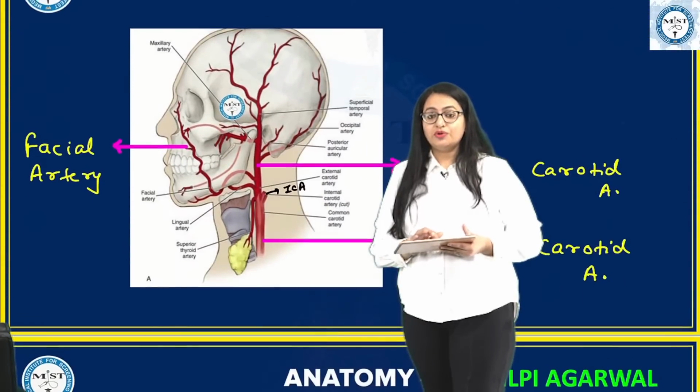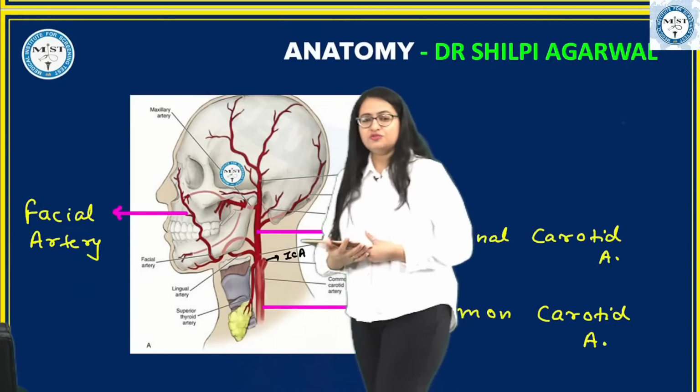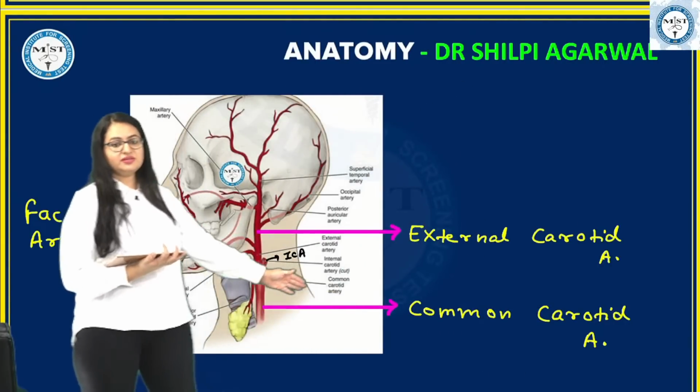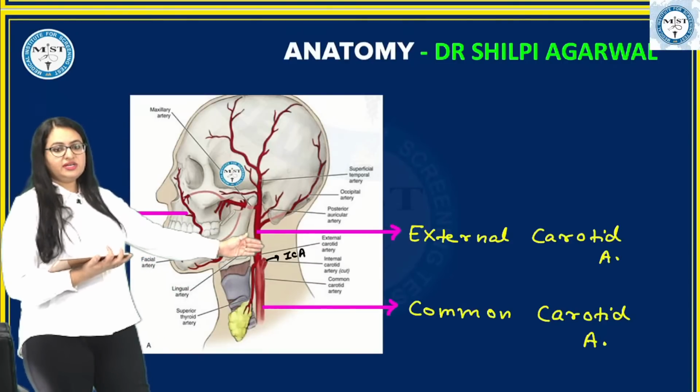Now when you talk about this image for external carotid artery branches, first of all, in this image you should be able to tell what this is. This is the common carotid artery, which divides over here into external and internal.